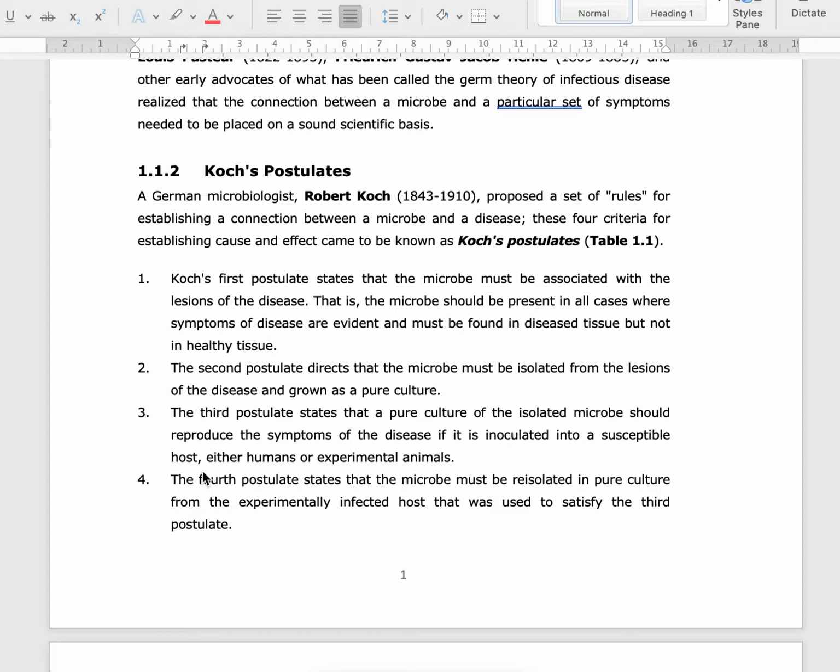Okay, so these are the four Koch's postulates, and according to these postulates, if we want to establish a connection between a microbe and a disease, then all these four sets of rules, or four postulates, have to be proved or satisfied.